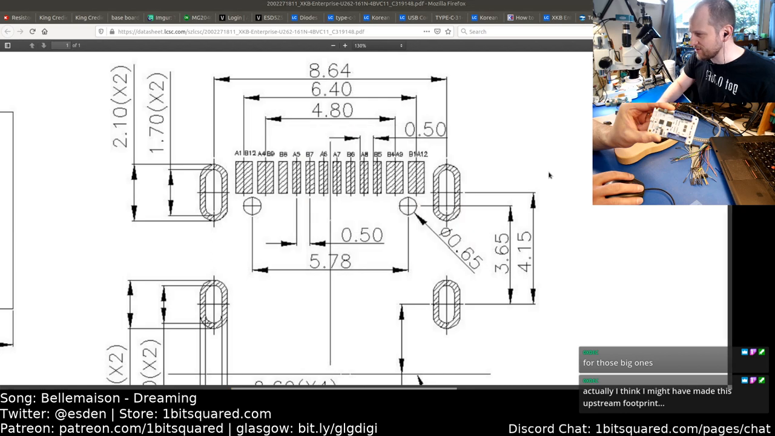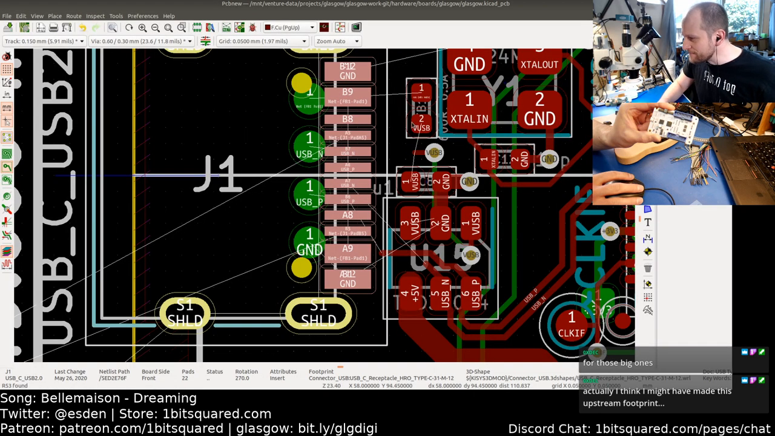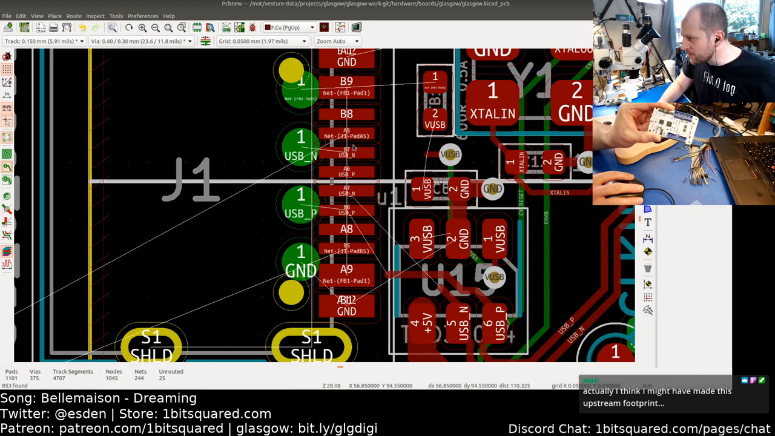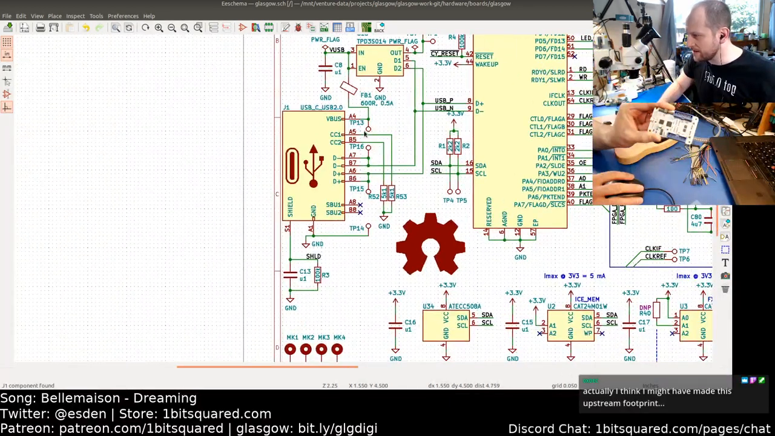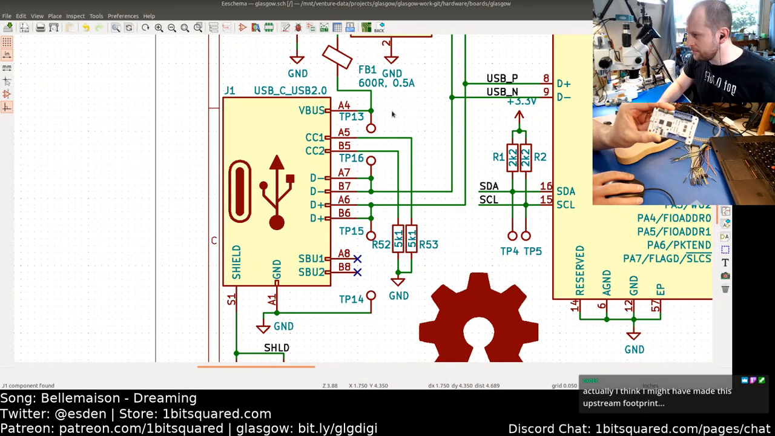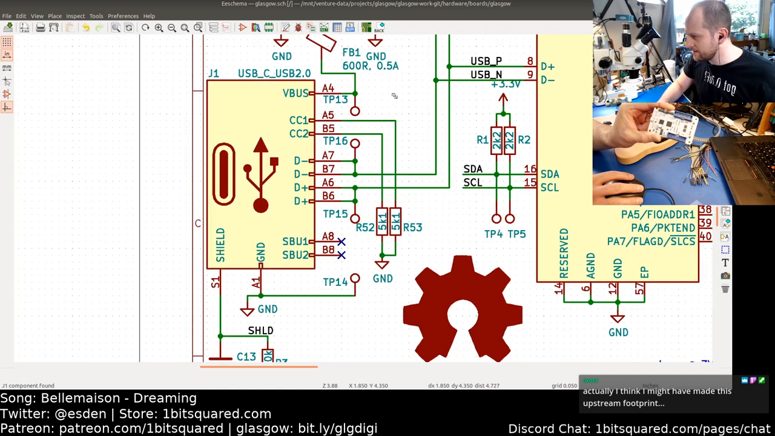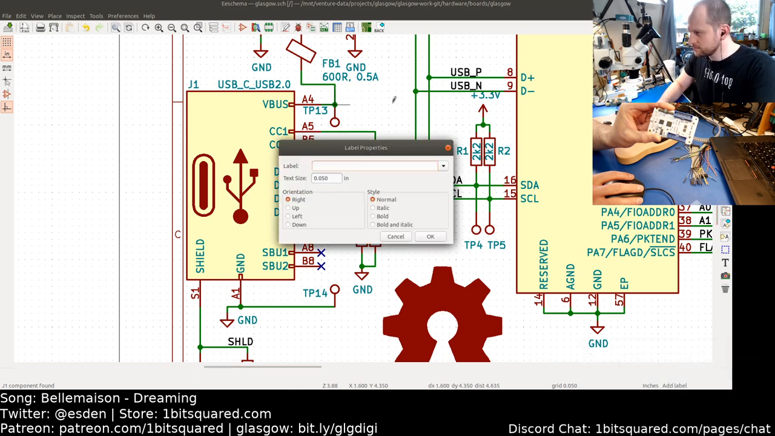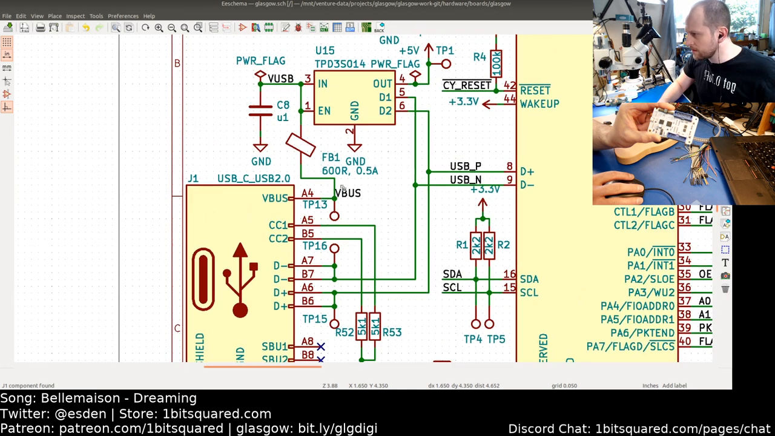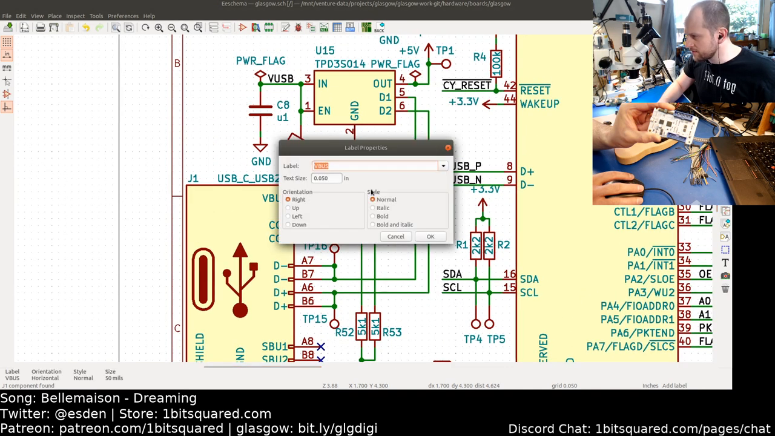Yeah, that you made that upstream footprint? That's possible. So yeah. Oh, so it is power. Oh, we didn't label that net? Ooh, bad, bad, bad. We don't have a name for that bus. That's not nice. So let's give it a label. It probably needs a different labeling. So X, external VBus.